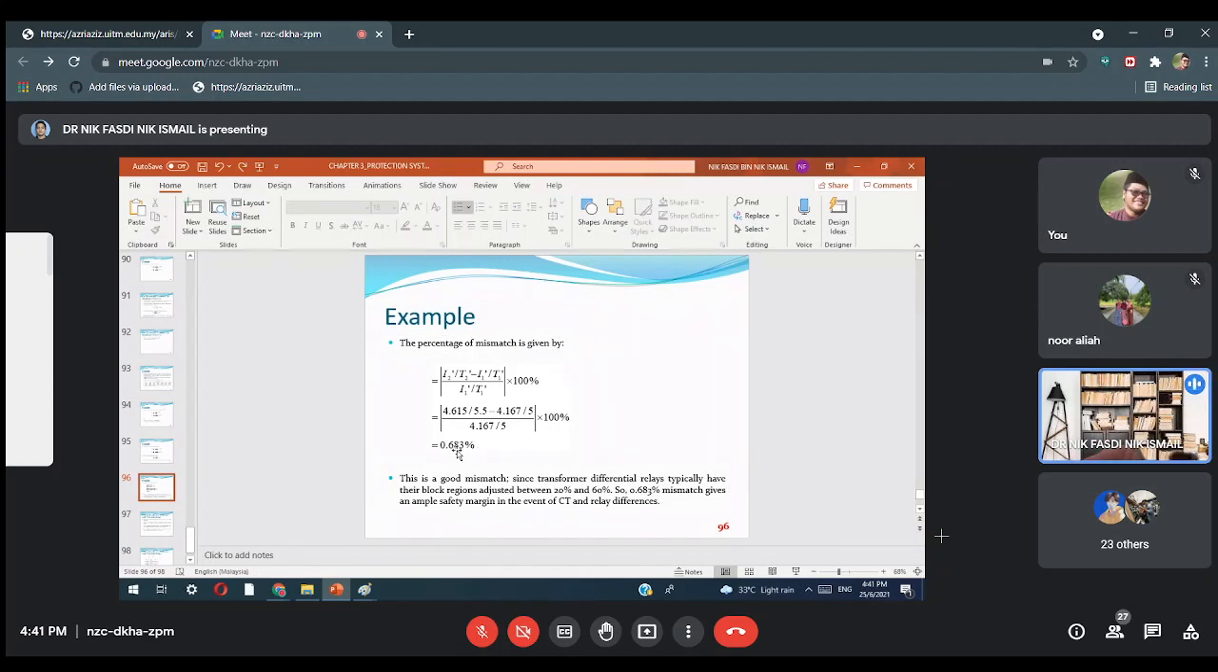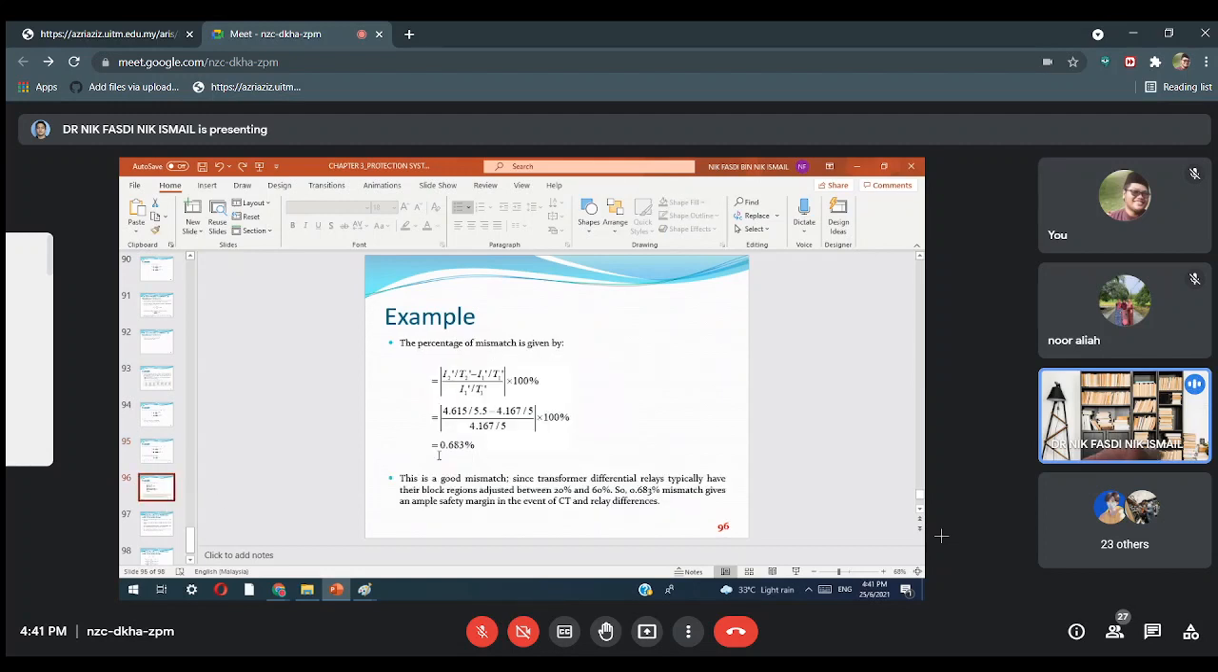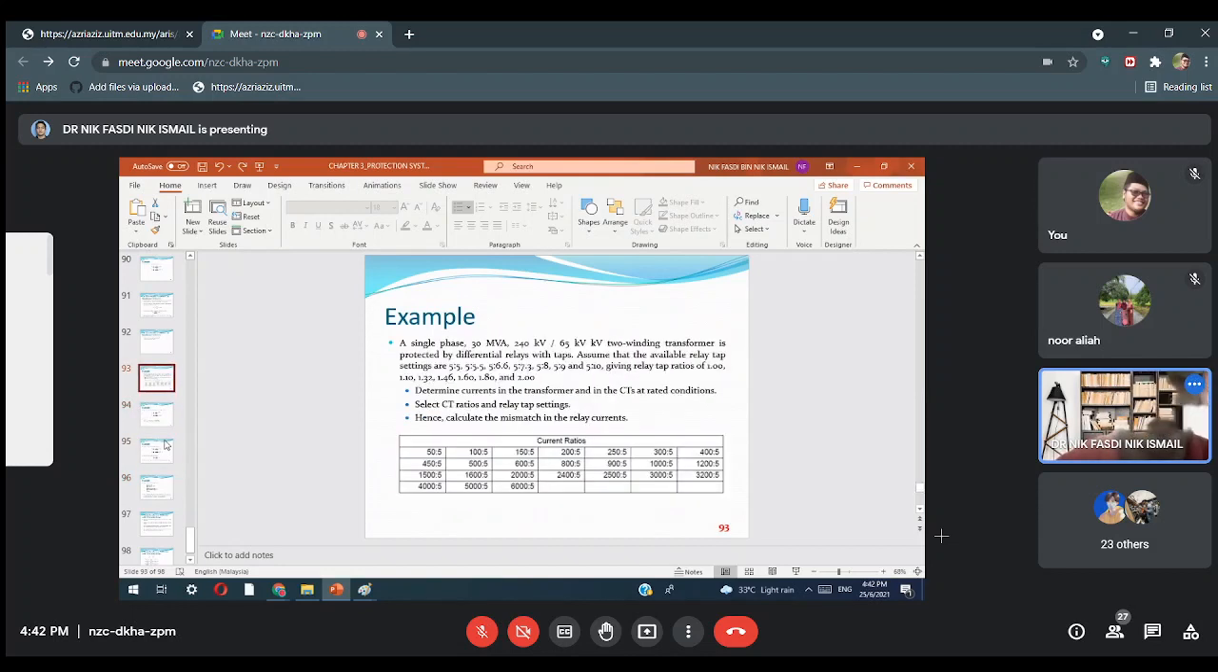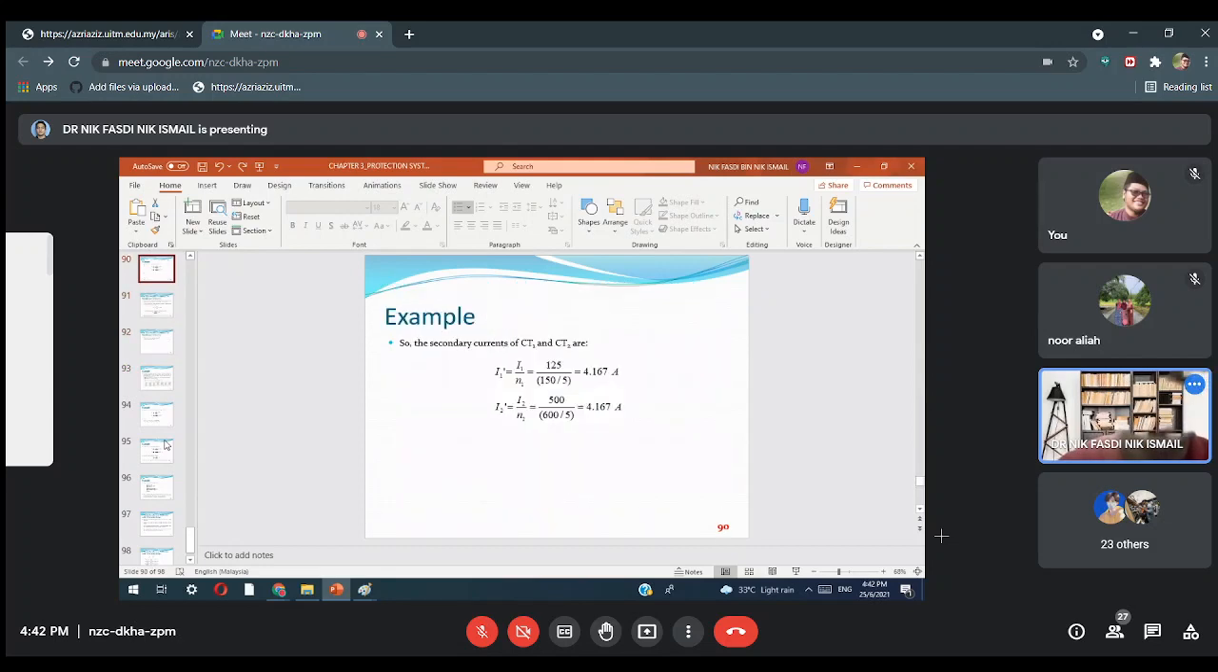Okay, sebenarnya kalau tengokkan mismatch dia tak besar, 0.something. Kita isu tadi kalau tak pakai tab setting, what happen, nanti dia ada mismatch. After we use the tab setting, we choose the correct tab setting, so dia akan dapat macam ni lah. Betul, in term of mismatch sangat small 0.63%, which is still acceptable. Okay, so itu maksud dia untuk this example from this common practical problem.